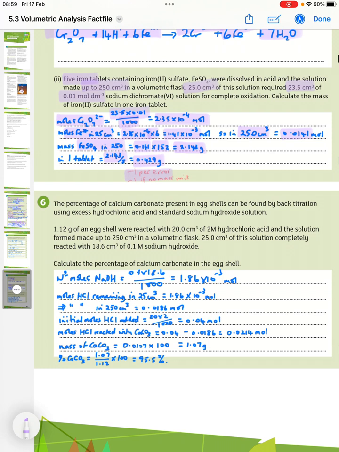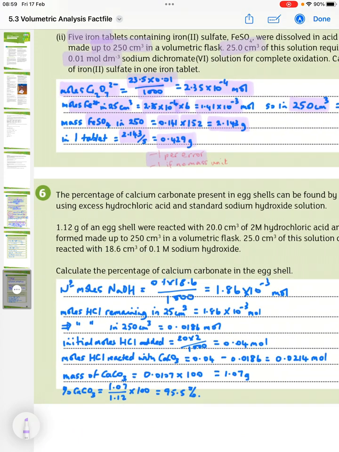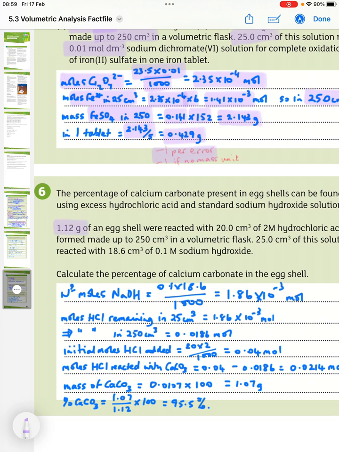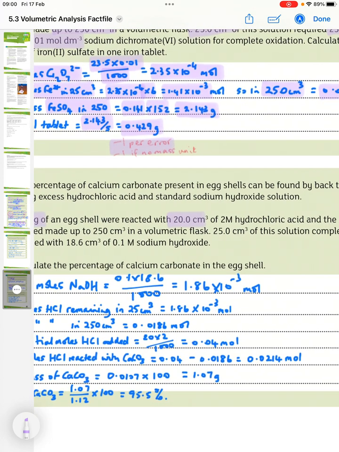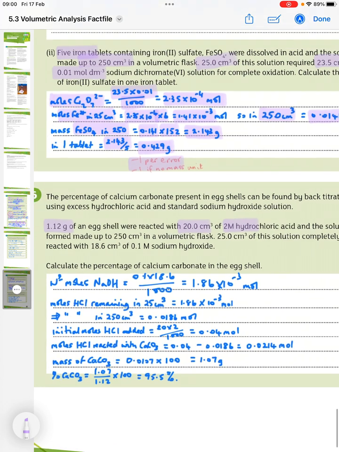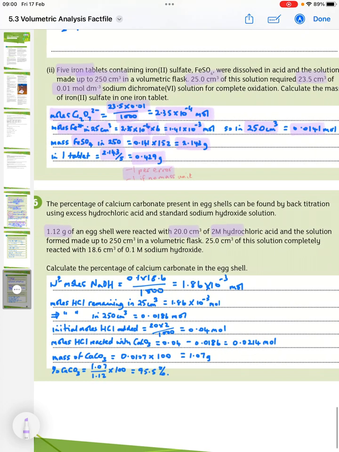Final question, the percentage of calcium carbonate present in eggshells can be found by back titration using excess hydrochloric acid and standard sodium hydroxide solution. So 1.12 grams of an eggshell were reacted with 20 cubic centimetres of 2 molar hydrochloric acid, and the solution formed made up to 250 in a volumetric flask. 25 of this solution completely reacted with 18.6 cubic centimetres of 0.1 molar sodium hydroxide.